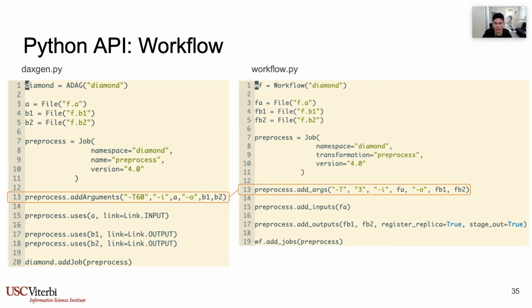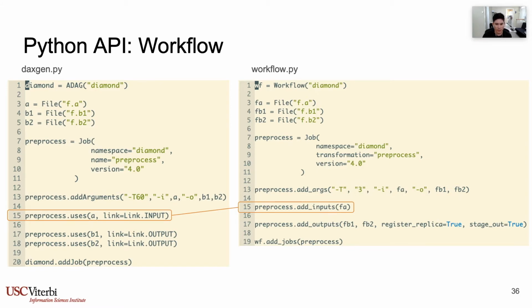The next thing is to add some command line arguments that will be passed to the executable when the job is run. So here we've called preprocess.add arguments with camel case like this. Now it's add_args. And when you pass these in and they get passed to the executable itself, they'll be delimited by a space. Here we've also passed in the file objects that we've defined above. And when you pass those in to add args, we simply pull out the name of the file that's given here. So this fa will be replaced with the string f.a.